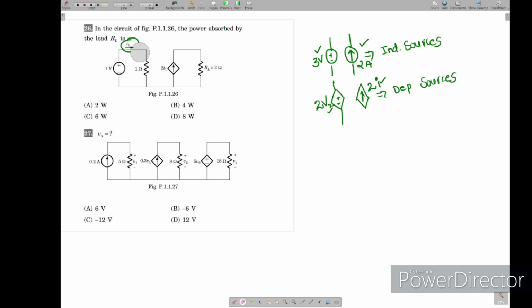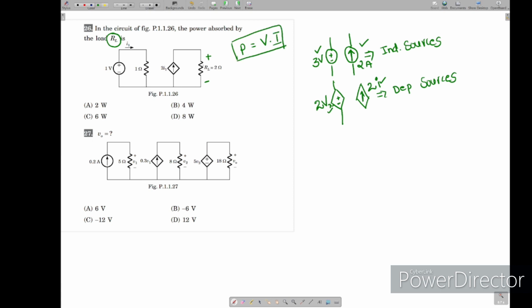first I will solve this question. They are asking for the power absorbed by the load RL. What is the power absorbed formula? P is nothing but V into I. We should know the voltage and current first.